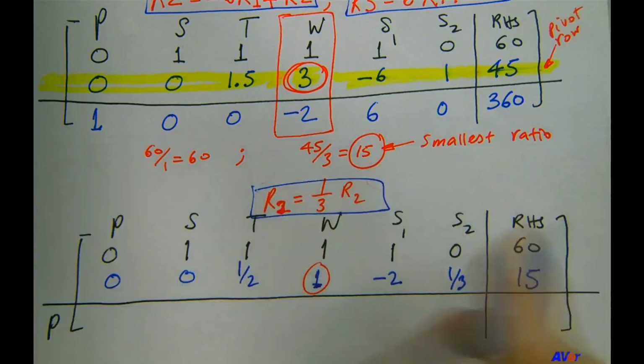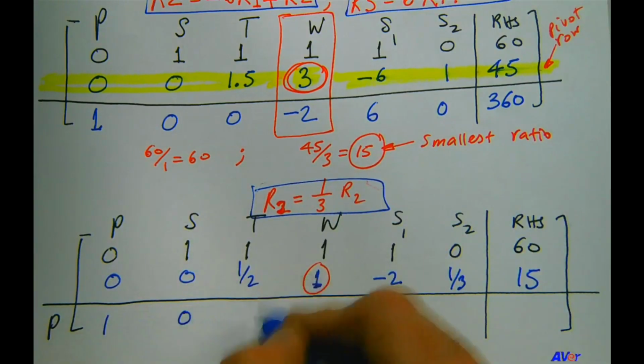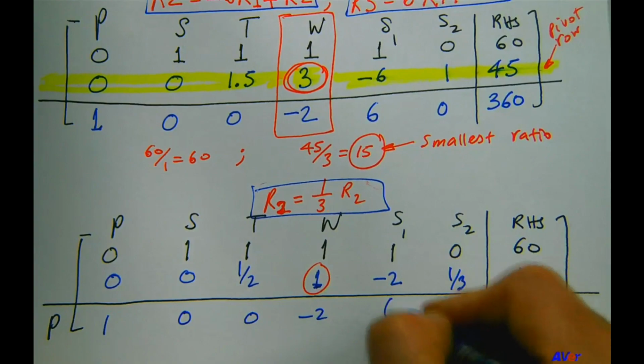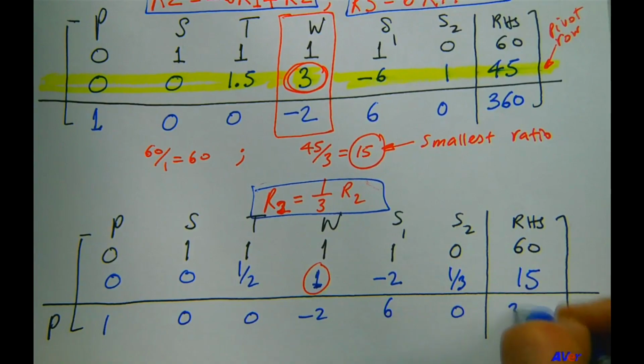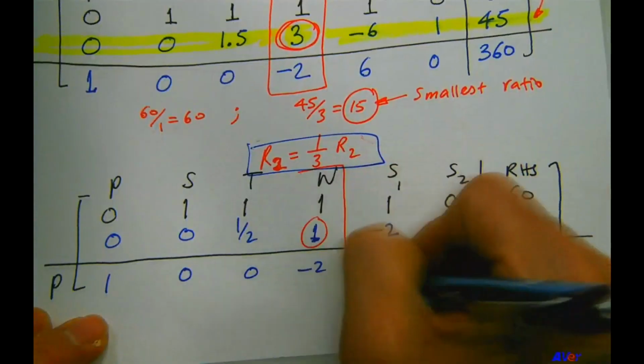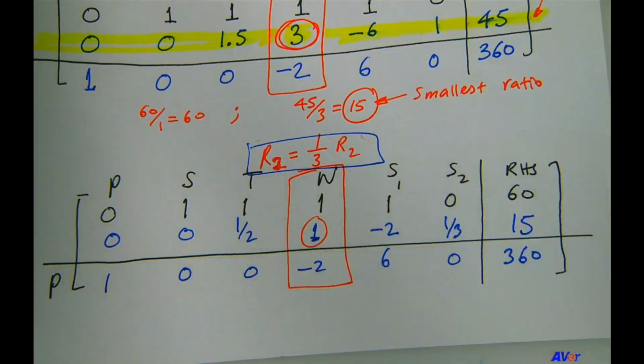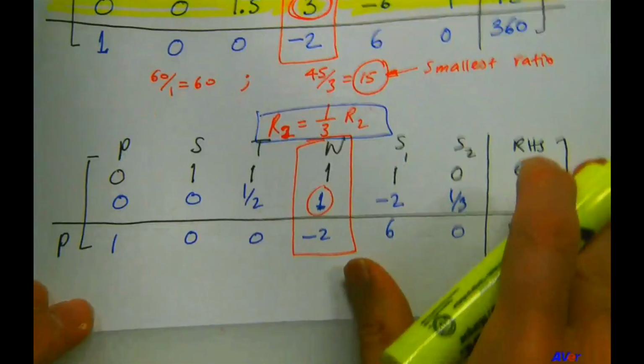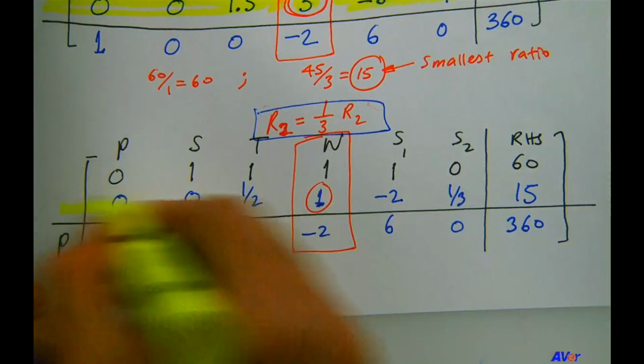And the third row, let's write it as it is. Like that. So we know that this is our pivot column. We know that the second row is our pivot row.